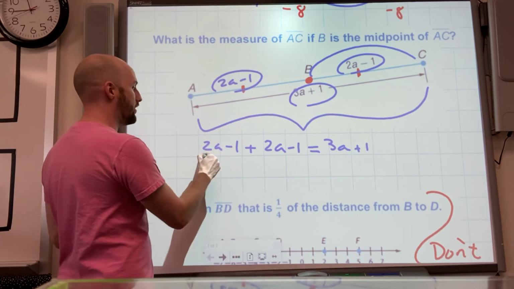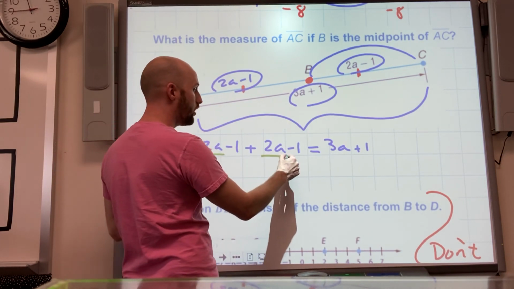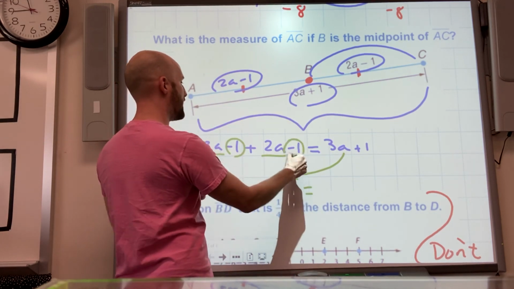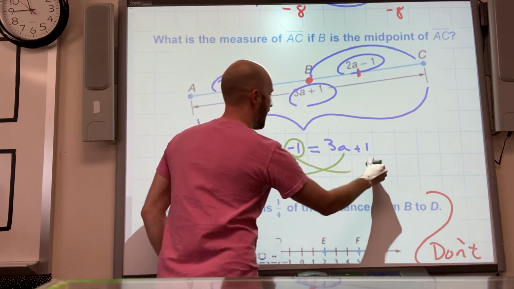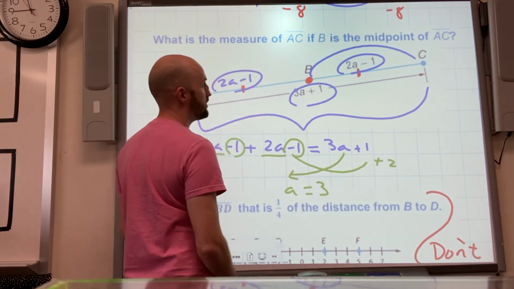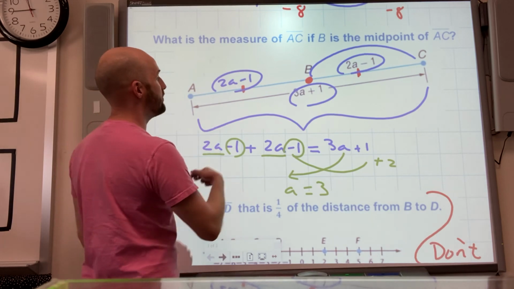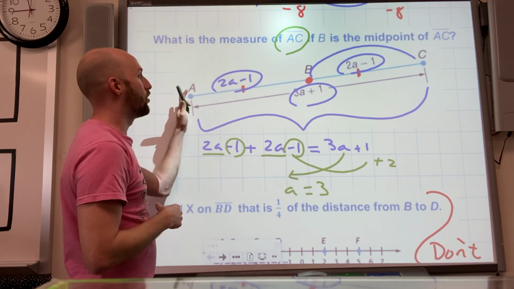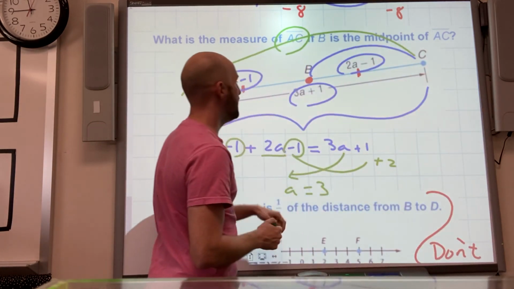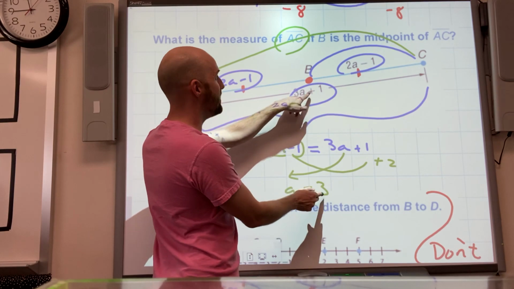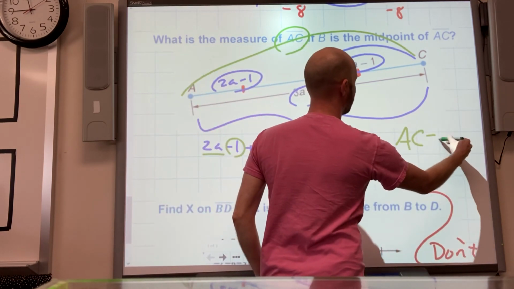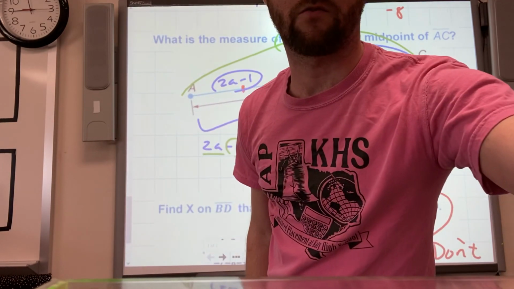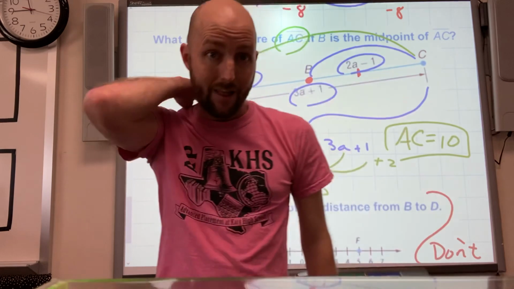Gather my values. So I have 2a plus 2a is 4a. Subtract 3a is 1a. Here, negative 1 and a negative 1 combines to negative 2. Move to the other side, plus 2, gives me a is 3. Now, it's asking me for how long is AC. So they're not asking me that a is 3. They want to know what is the whole distance all the way across, so plug that in. 3 times 3 is 9, plus 1 is 10. So the distance AC is 10.